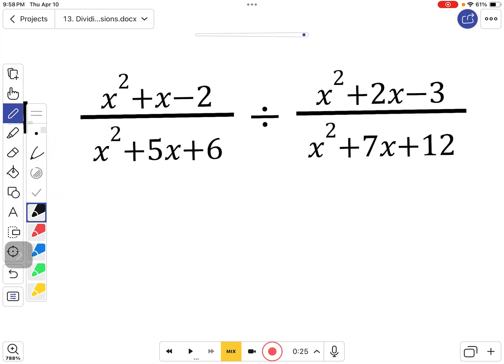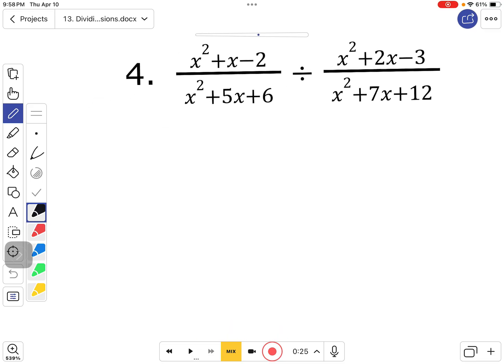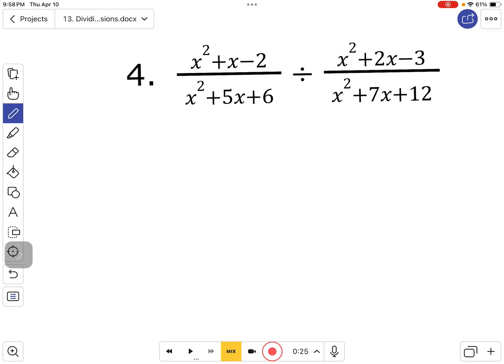Okay, let's do our last one, number 4. Ooh, this is a good one. When I look at every single one of these, they have a squared, so I know for sure I have to factor 4 of them. And then I'm going to look really closely. Do any of them have a greatest common factor? And they don't. There's nothing that you can take out of any one of those, so I just know I'm going to factor 4 times. So I'm going to get my 4 factors going. So I'm going to go 1, 2, 3, 4.